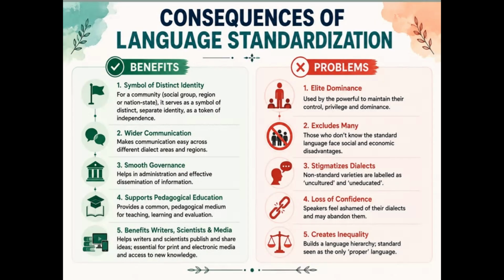Writers, scientists and thinkers can use the standard language to produce books, journals and other forms of scholarly work. Print and electronic media also make extensive use of the standard form for news, views and opinions. So standardization has many positive consequences, but there are negative consequences also. We will discuss them. Elite dominance: standardization can become an instrument of elite dominance.